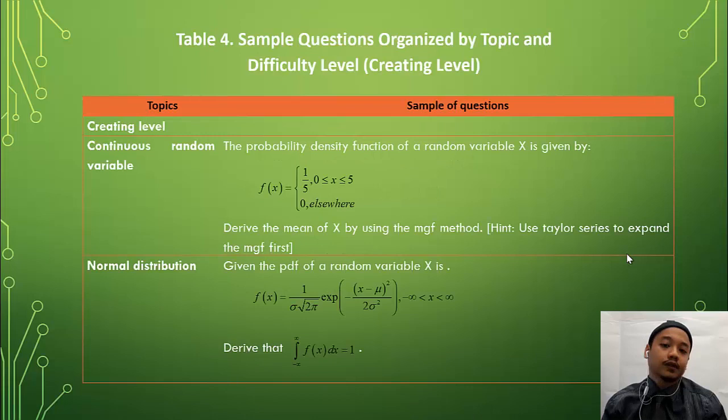2018. Table 4 shows examples of questions for the statistics and probability course that have undergone document analysis according to each topic and level of difficulty. Only part of the table has been included in the slide. The full table can be seen in the full article.